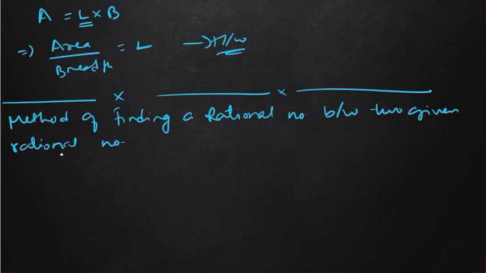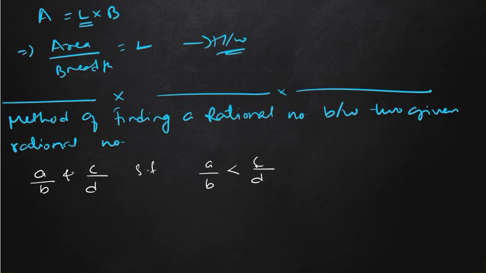Okay, so suppose we have two rational numbers, a by b and c by d, such that a by b is smaller than c by d, or we can say that a by b is less than c by d, or c by d is greater than a by b. So you need to find two fractions such that one is bigger and one is smaller. So obviously we need to find the third rational number between these two.